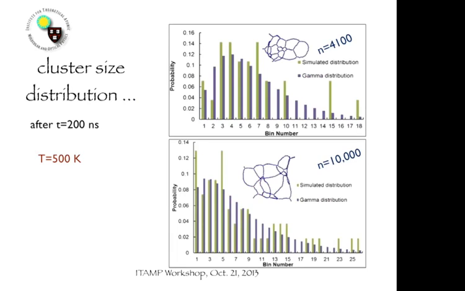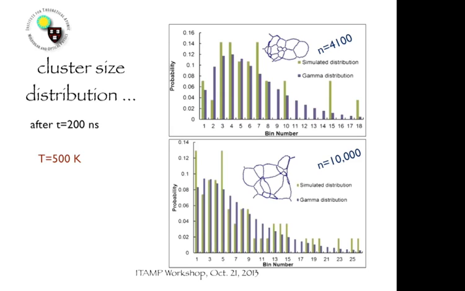We also did size distribution, if you call it measurement. So what we took was about 4,000 carbon atoms and simulated it, and also took 10,000 atoms and simulated it. Here the temperature was 500 degrees Kelvin. And we stopped after 200 nanoseconds, arbitrarily, and took a snapshot and said, what sort of clusters do we find?